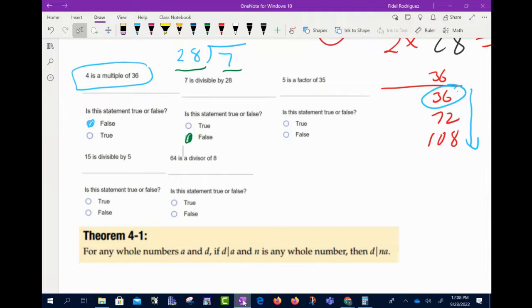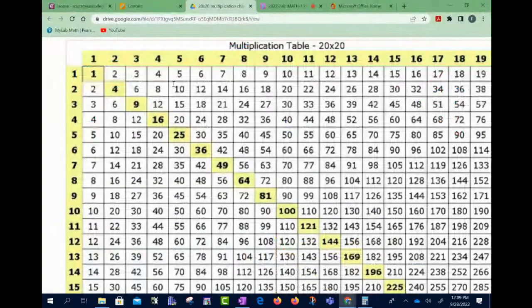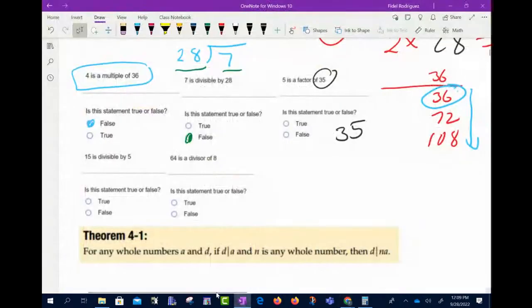Now, look at the next one. 5 is a factor of 35, right? Again, I want to know, is this statement true or false? So if I were to think of the number 35 and look at my multiplication table, I'm going to look at the number 5 and see, is 35 one of those numbers? Yeah, it is. So I know that's going to be true, okay?